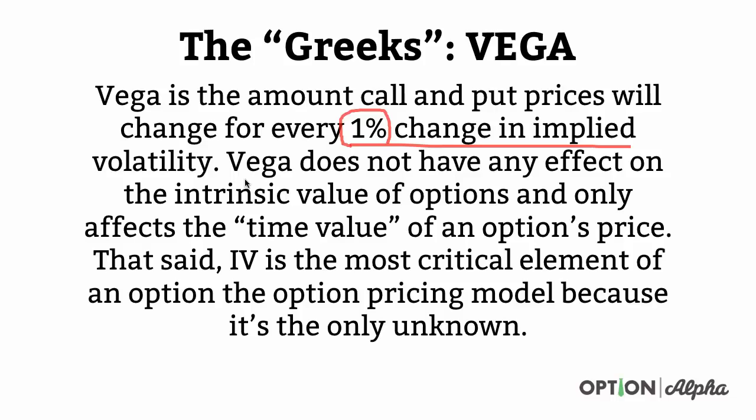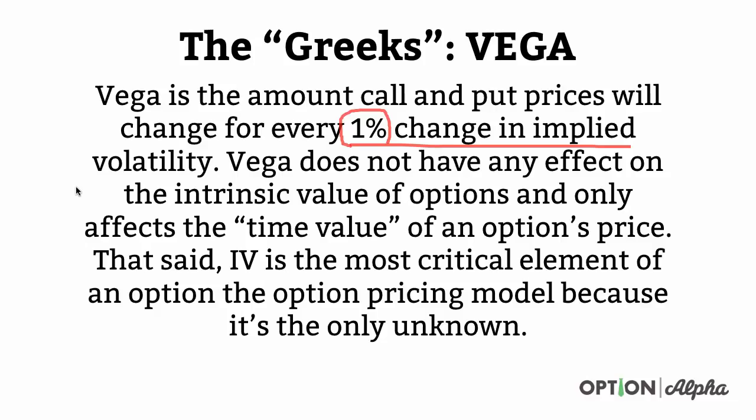Now, Vega does not have any impact on the intrinsic value of the option. It can impact the further out stretches, because it doesn't really matter if the stock moves. It's all based on implied volatility in the market. So it doesn't have any impact on the intrinsic value of the option and only affects the time value of an option's price.